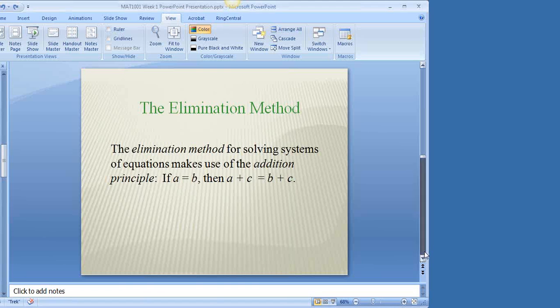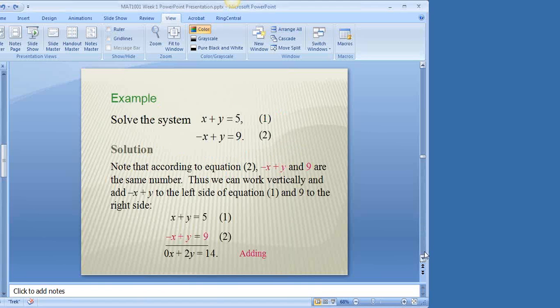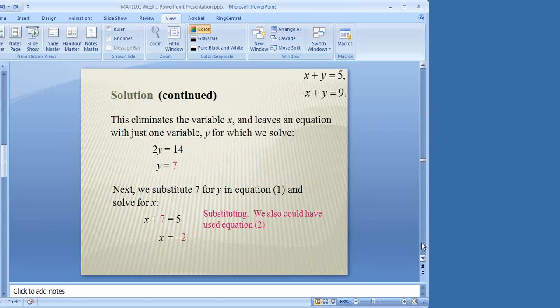So I see that we have the system x plus y equals 5 and negative x plus y equals 9. If you treat that like a big addition problem, I'm going to add. When I do that, I get 0 plus 2y equals 14. So in this case, we're very fortunate, because now I can ignore the 0 and I have 2y equals 14, and if I divide both sides by 2, y is equal to 7. So I've already solved most of the problem. Here's my y equals 7.